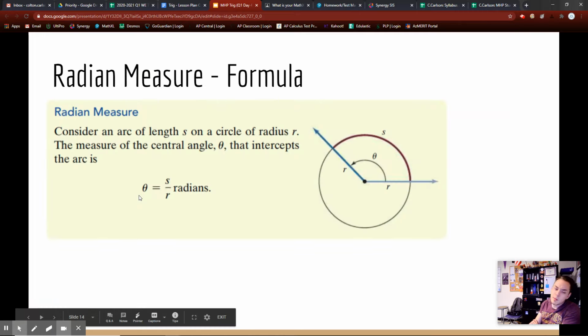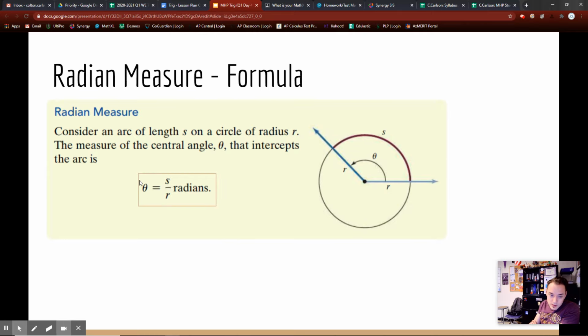All right, what is the formula? There's a formula here. It's called theta equals S all over R radians. Now, R is the radius, and S is the length of the arc. Okay, so this whole length, the pizza crust, is S. Theta is your angle measure.